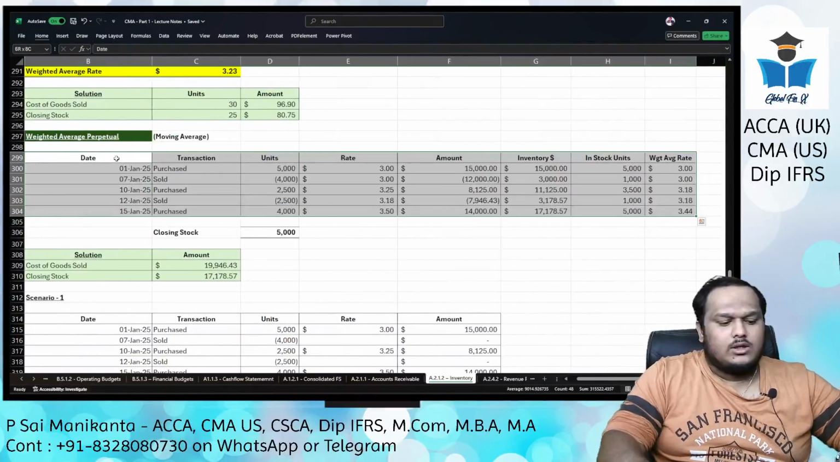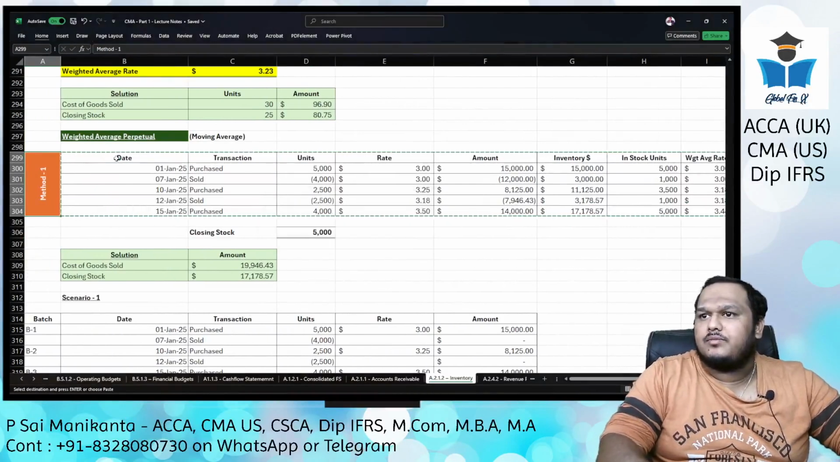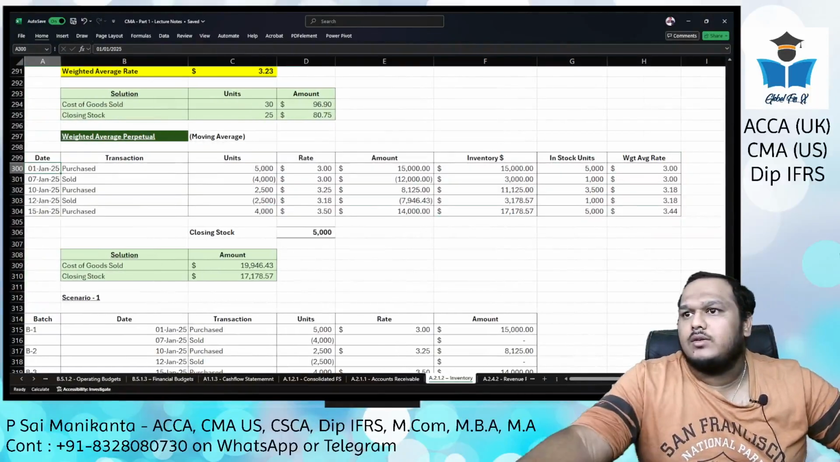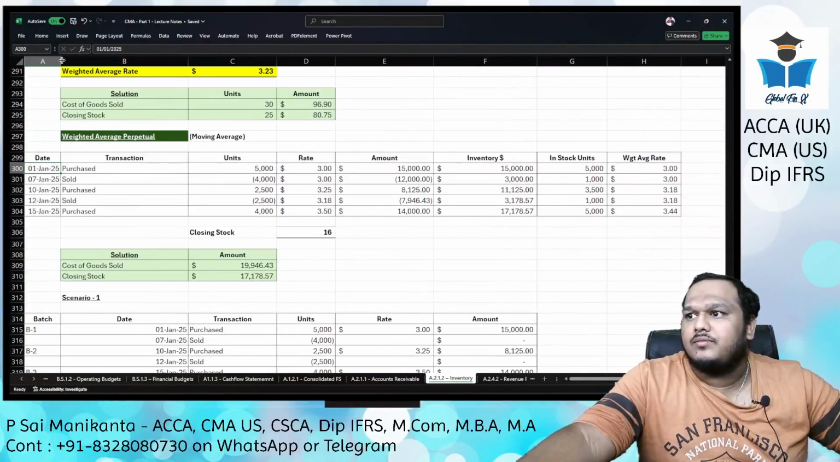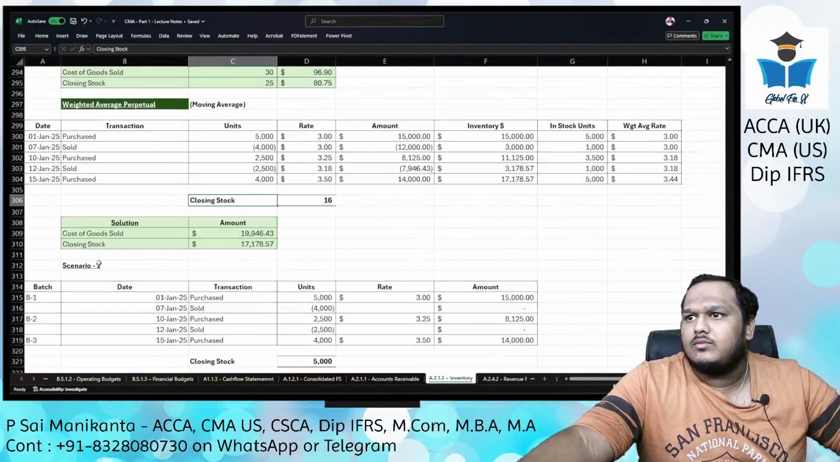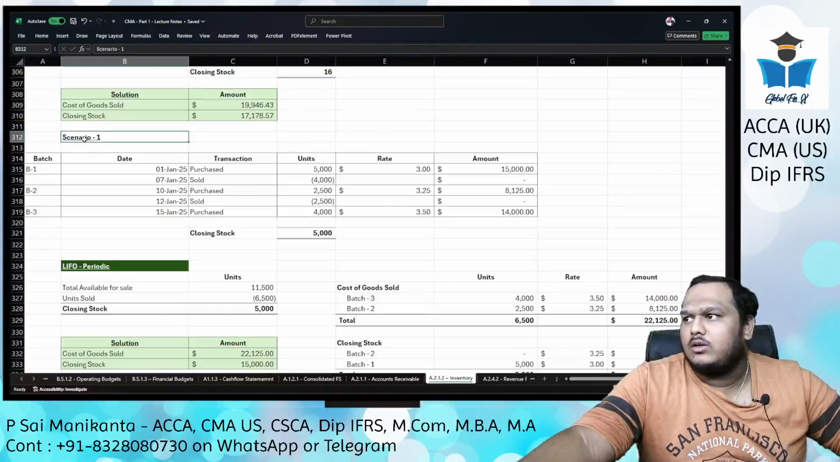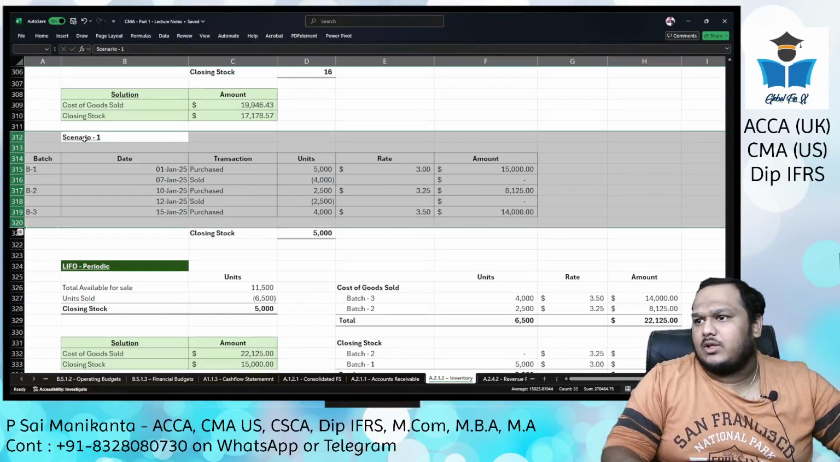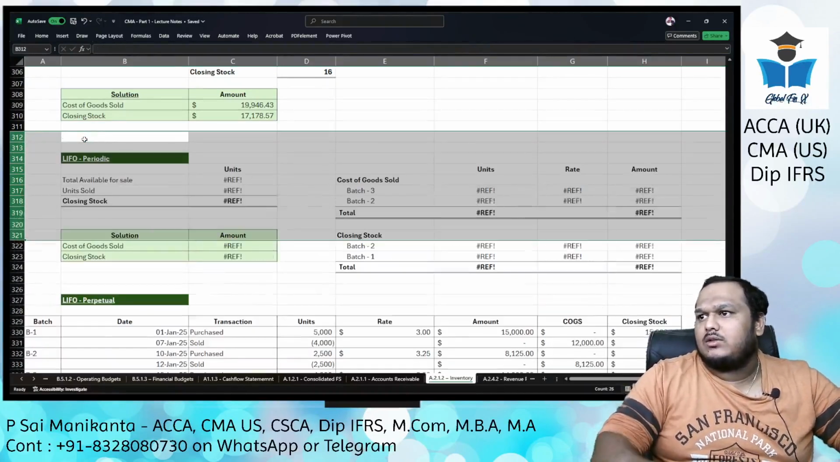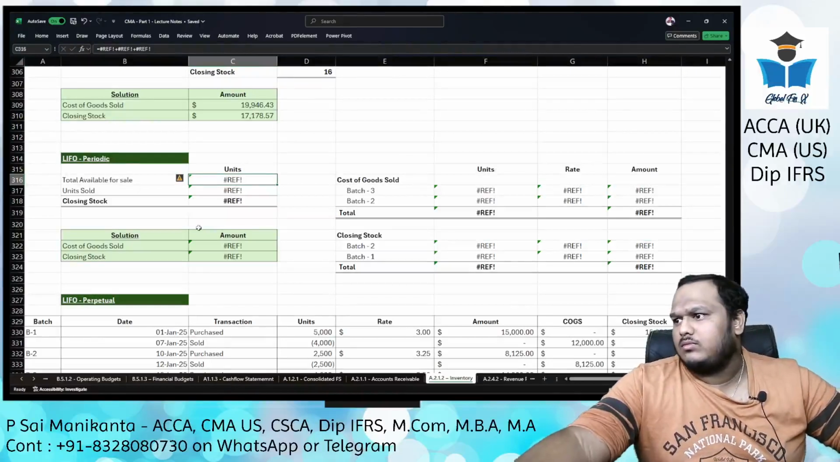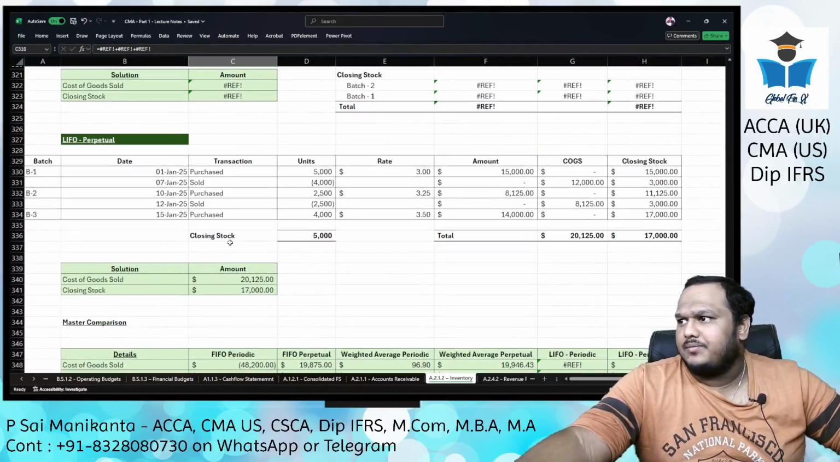So I'll just cut this and paste them here. Okay, that makes it much easier. This is not scenario one. Oh, this is repetition of the scenario for the LIFO method. So we'll fill those things later.